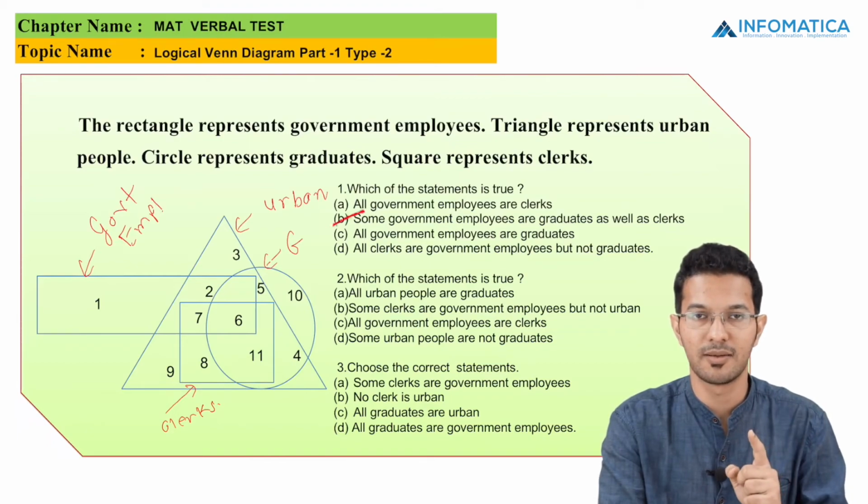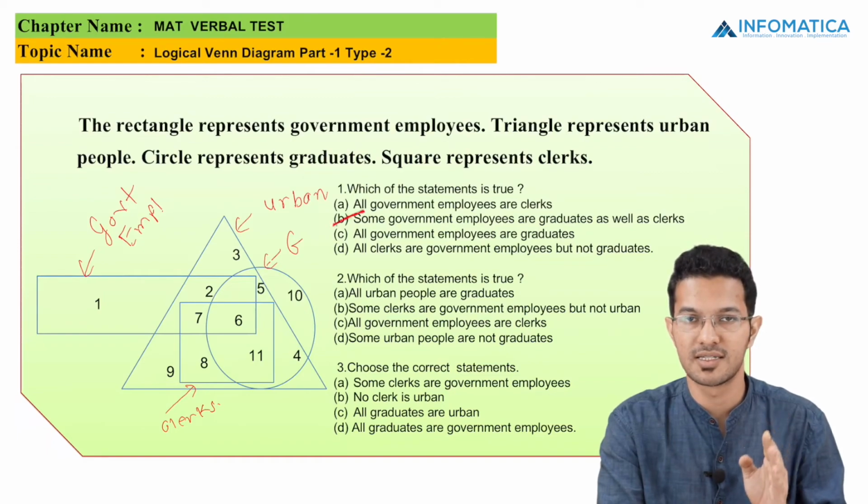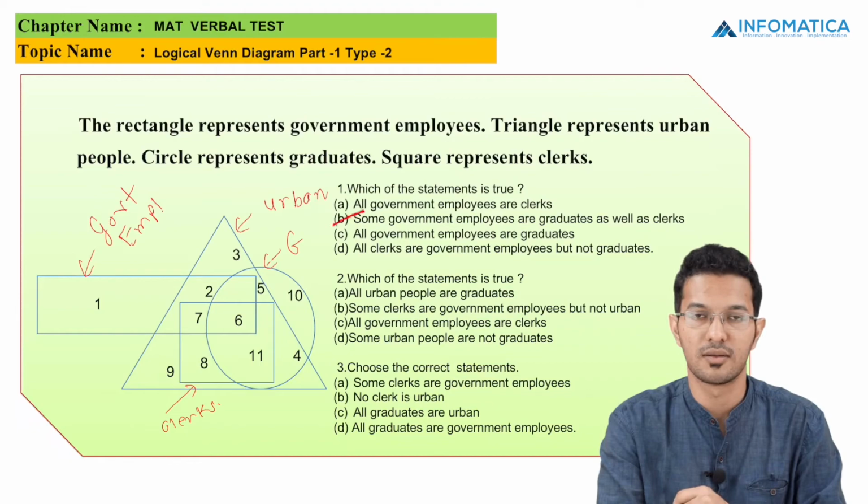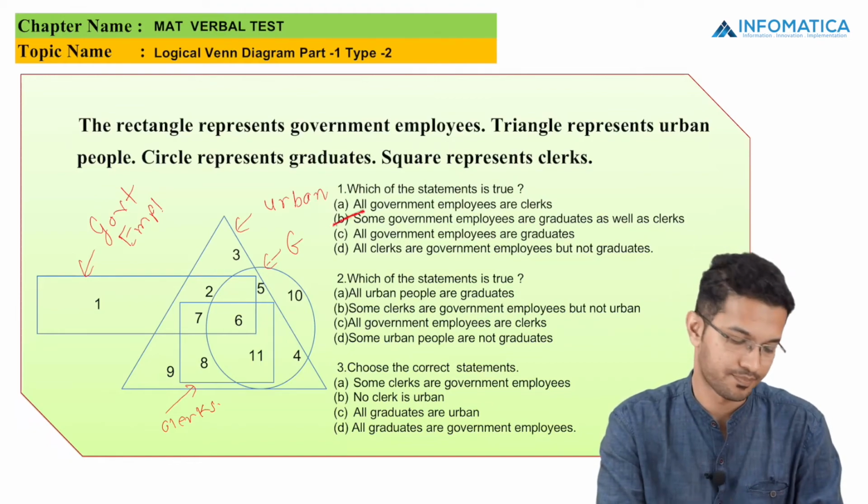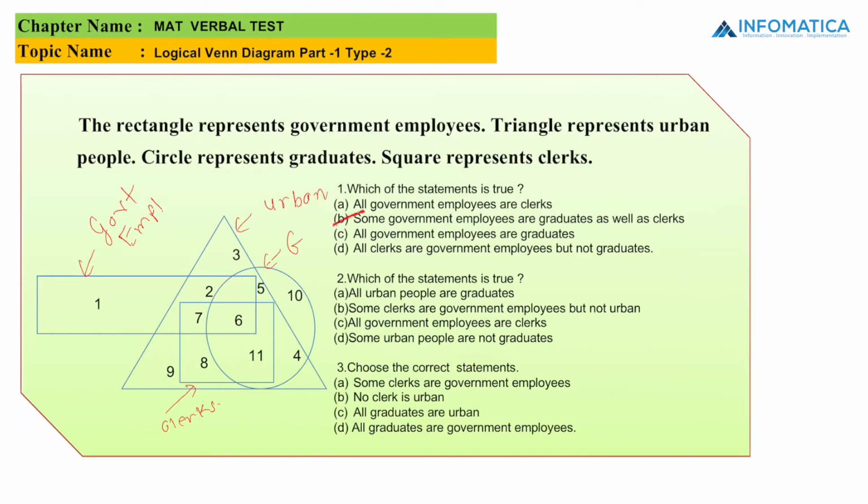So is this happening? If you closely look at it, you will find out that the numbers which are inside the triangle, all of those numbers are not inside the circle. So I discard option A. Next one says, some clerks are government employees but not urban. Now some clerks is represented by a square. Let me write down first.